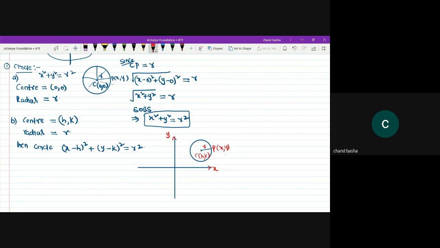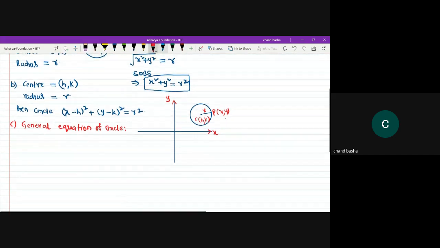Second case. And the third point is important, guys. We can call it the general equation of the circle. Like a straight line has a general equation ax plus by plus c is equal to 0, similarly the general equation of the circle is also there. The third one we can define as x square plus y square plus 2gx plus 2fy plus c is equal to 0. This is the general equation of the straight line, sorry, circle.